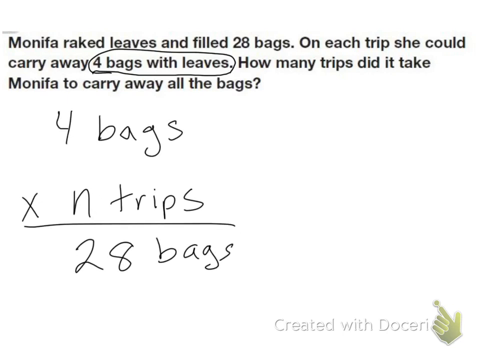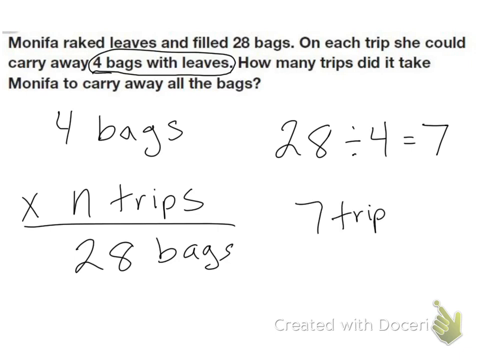So to solve this problem, I'm going to have to divide because my missing number is a factor. So I'm going to do 28 divided by 4. Well, I know 28 divided by 4 equals 7. So it'll take her 7 trips to carry away all the bags.